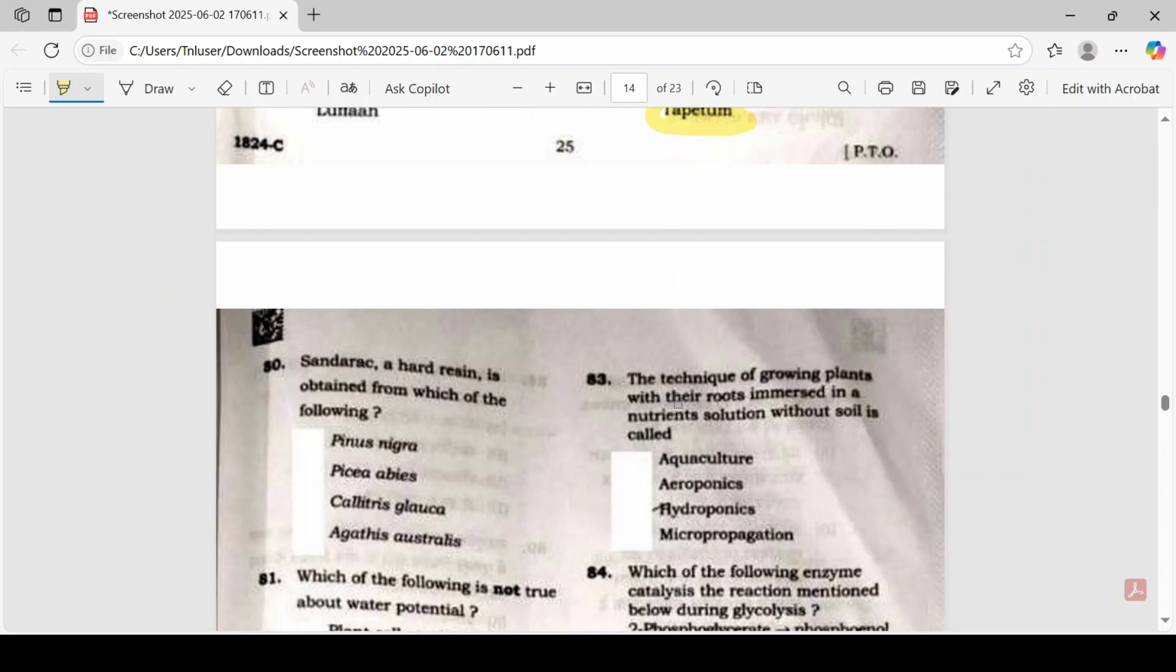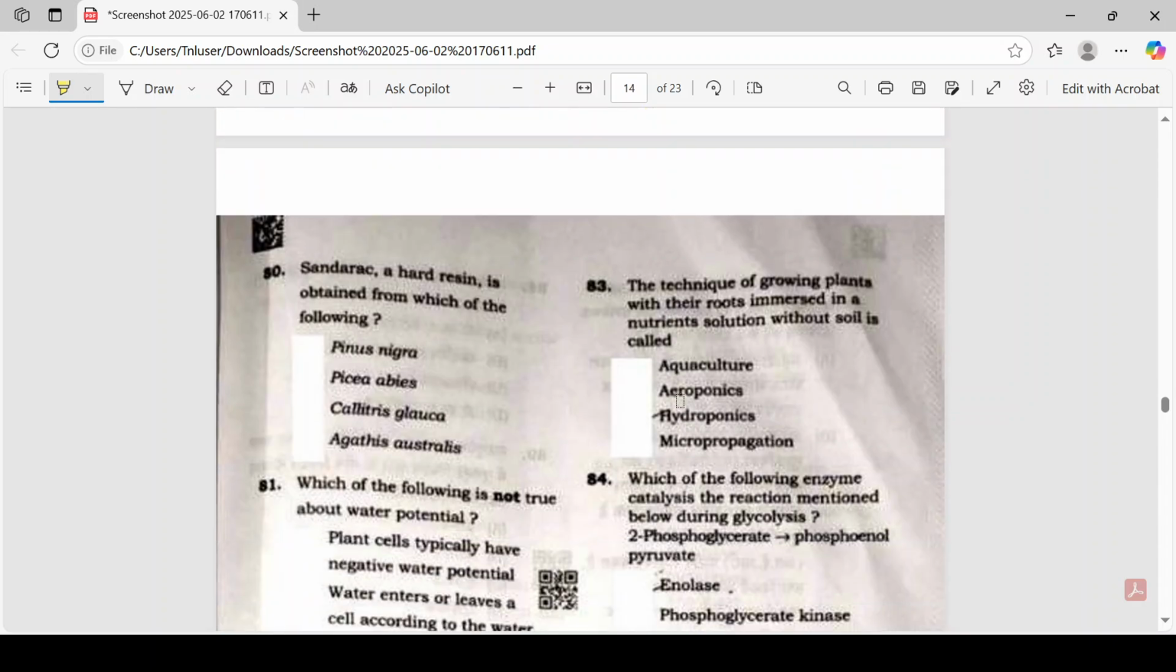All right, let's now move further ahead to question number 80. Sendrac, a hard resin, is obtained from which of the following? The correct answer over here will be Callitris glauca. Okay, that will be the correct answer, that is option number C.